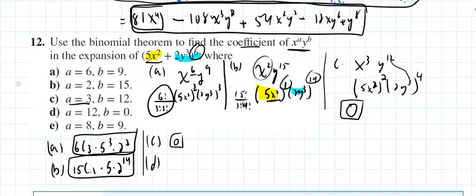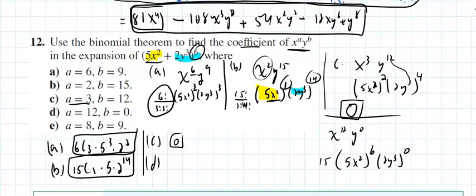How about D? If A is 12 and Y is 0, well, let's see. That means the 5x squared must be raised to the 6 and the 2y cubed must be raised to the 0 power. That works. And the coefficient will be, of course, 6. Wait, where did 15 come from? That should be 6 factorial.